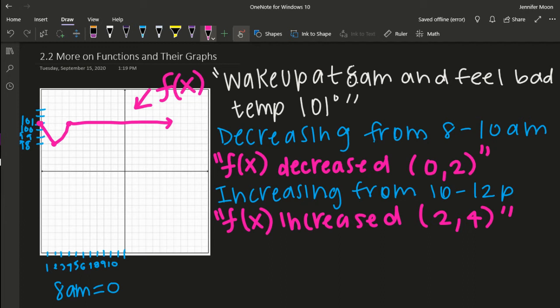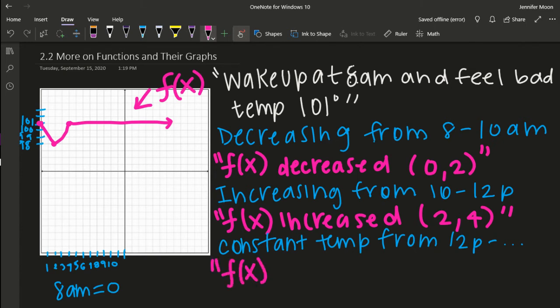And then if you notice, my temperature started to become constant. It was constantly 101 degrees from noon on. So there was a constant temperature from 12 p.m. and on. And the way we would write that would be to say that my function f of x was constant on the interval 4 to infinity. I say infinity because it's not telling me when it ended. Okay, so that's a real world example of how you could have something that goes on in your life and you have the ability to graph that data.